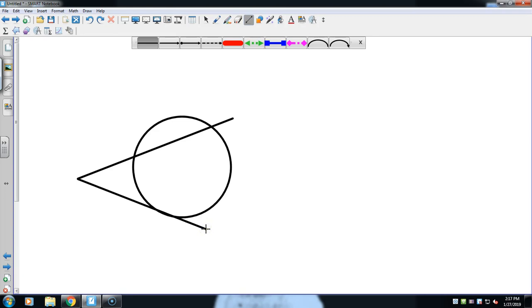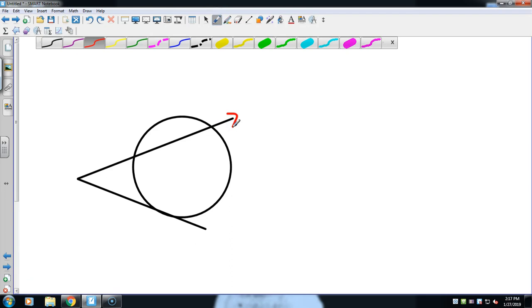Right about there. That should work. We've got a secant, and a tangent. So this will be A, B, and C. And this will be angle number one. And so this theorem, and these three, are found at the top of page 507.